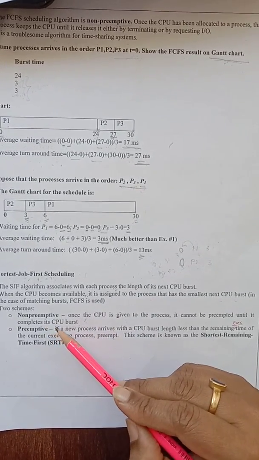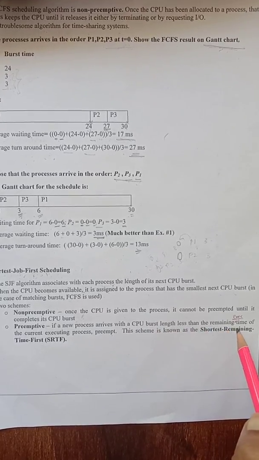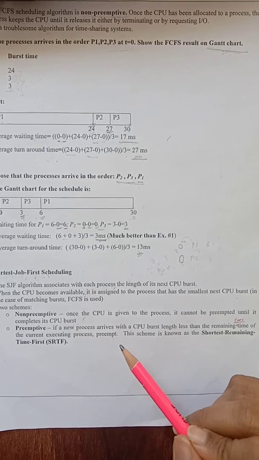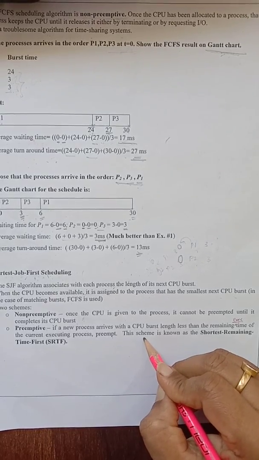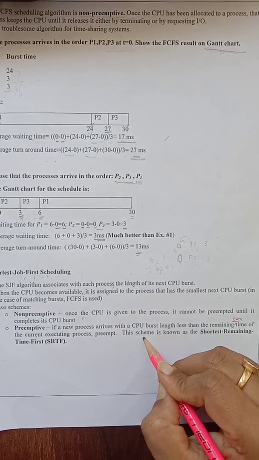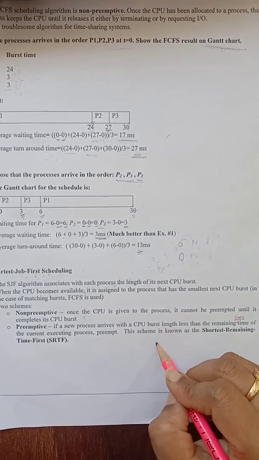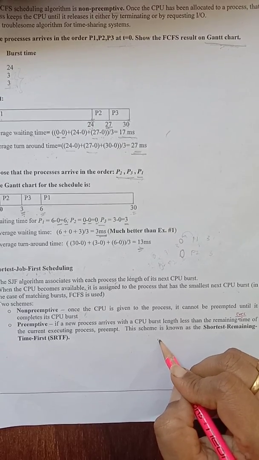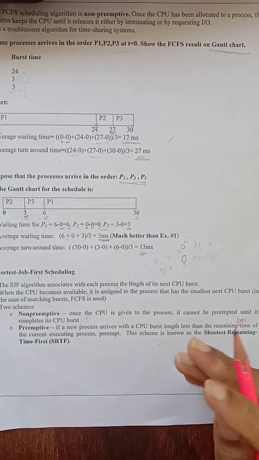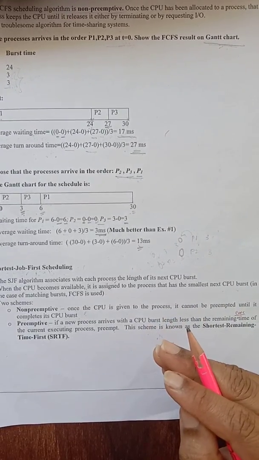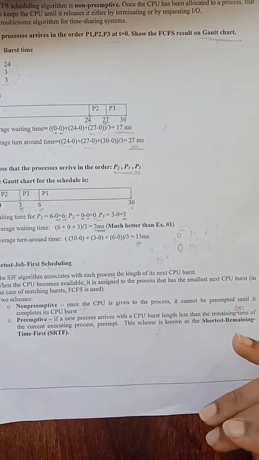We have the preemptive version, in which if a process arrives with a CPU burst length lesser than the remaining time of the currently executing process, you preempt it. At every point of time you need to check whether any process is arriving with a smaller CPU burst time than the one currently running. If so, you need to stop the execution of process 1 and give the CPU to the newly arrived process. So that's what preemption is. At every point of time, if another process arrives with a smaller CPU burst time than the currently running one, you need to preempt the CPU.